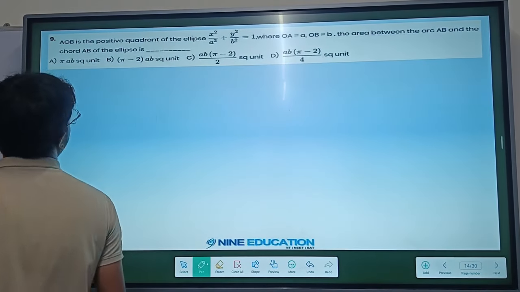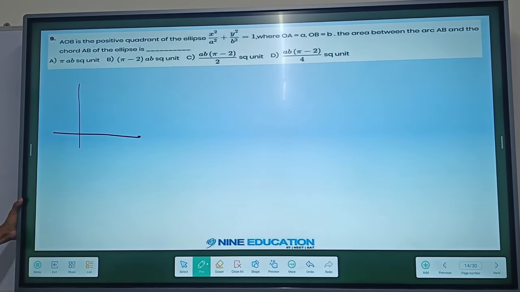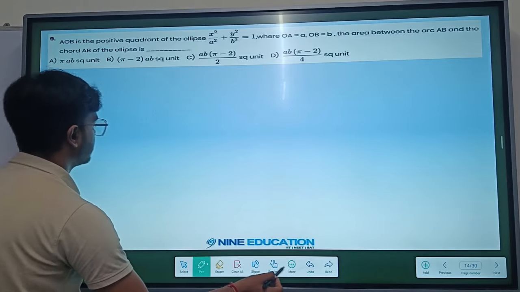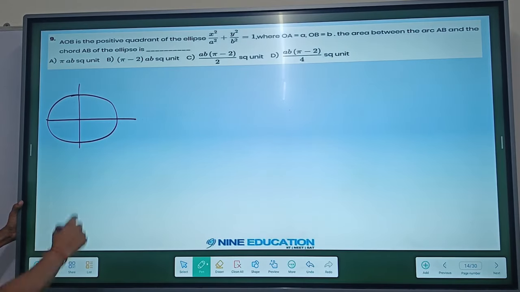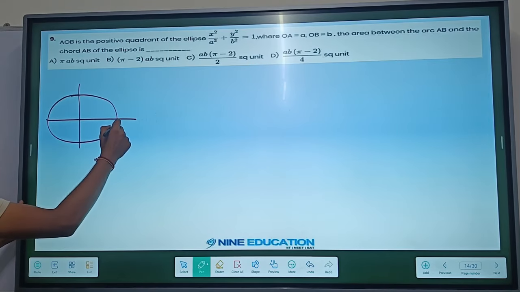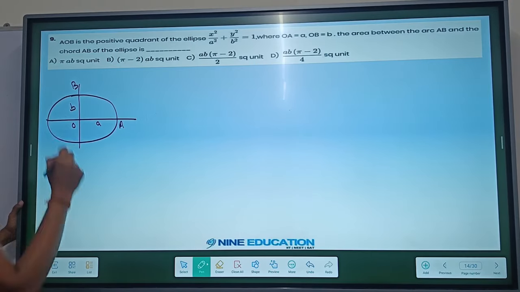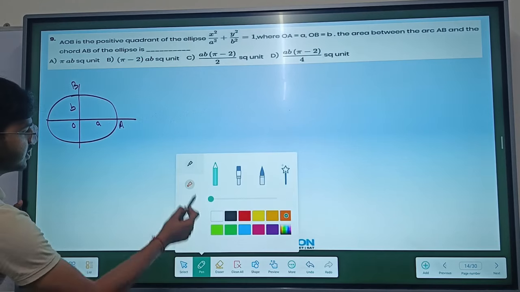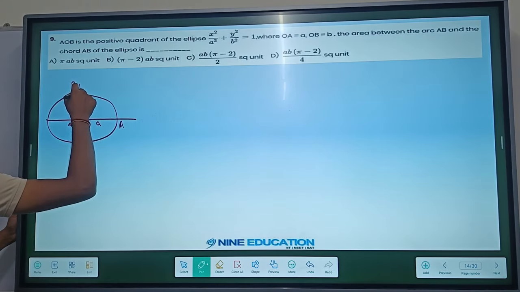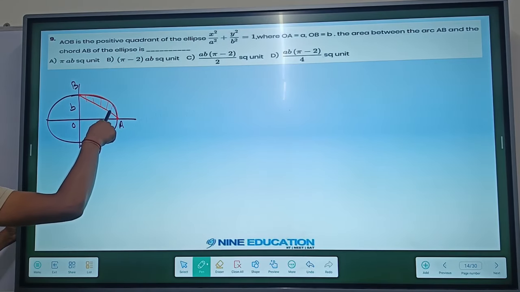This is on area. So ellipse. So what is there? It is in an ellipse. So let's say this is the ellipse. In this ellipse, positive quadrant, that is this AOB, is the positive quadrant of the ellipse, where OA is small a, this is small b, and you are asked the area between arc AB and chord AB. So this is the arc AB and this is the chord AB. You are asked this part of area.